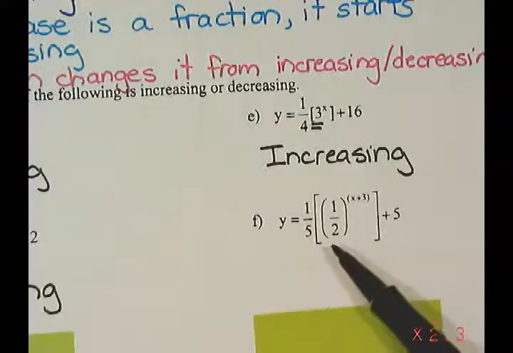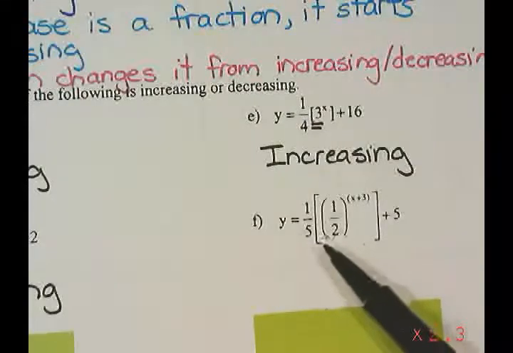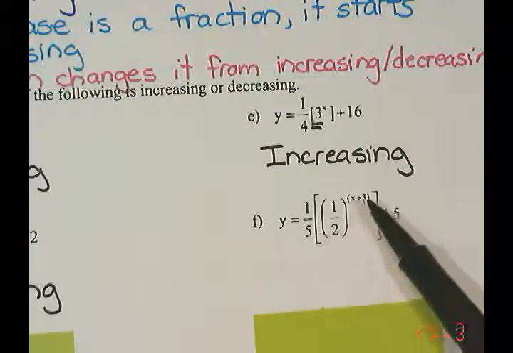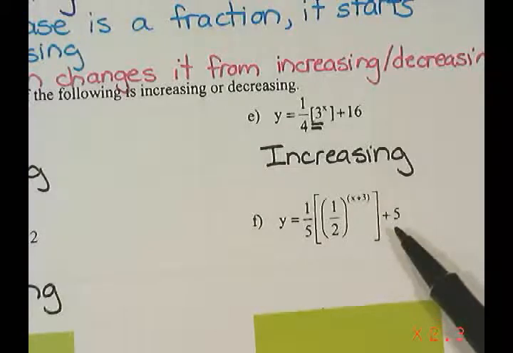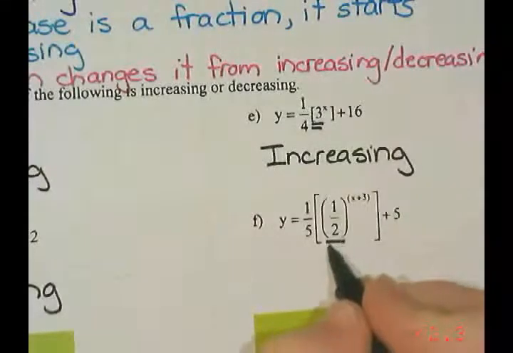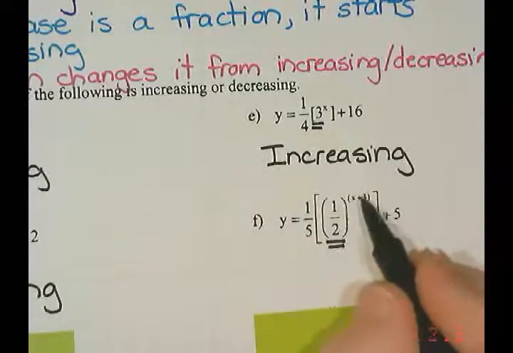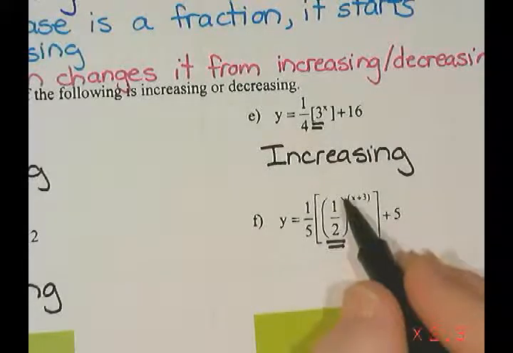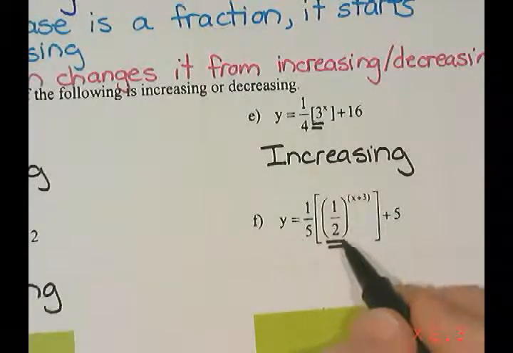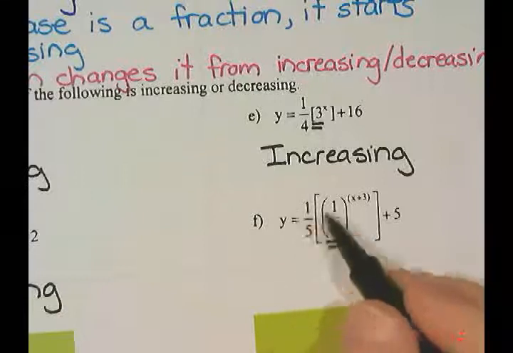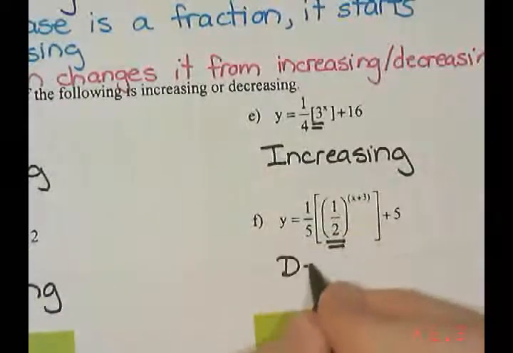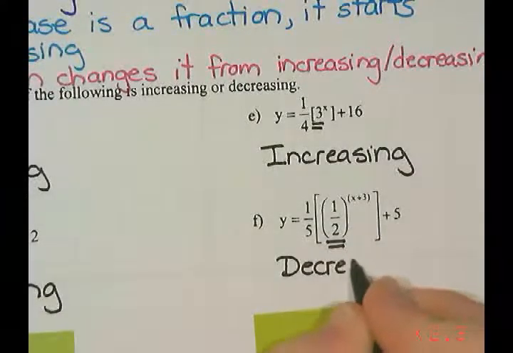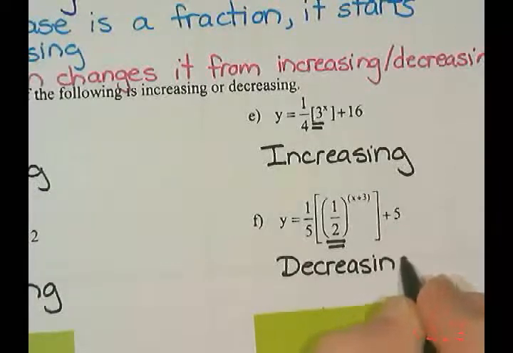And then if I take a look at F, I have 1/5 times 1/2 to the power of x plus 3 plus 5. So I look at my base, which is the one that has the exponent attached to it, right? The 1/2, which means it should be decreasing. And then I don't see a negative in front, so it stays decreasing. Now, if I did see a negative in front, it would switch to increasing.